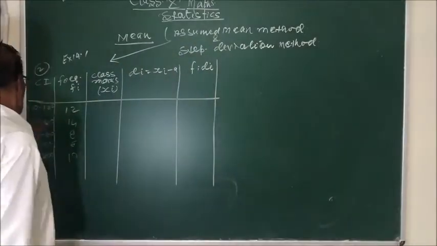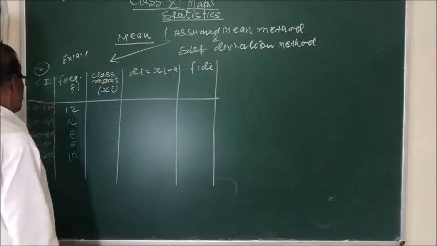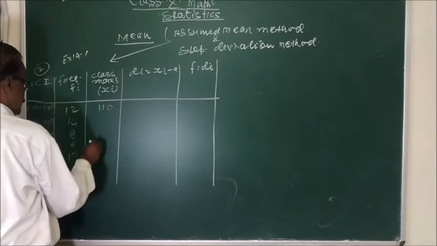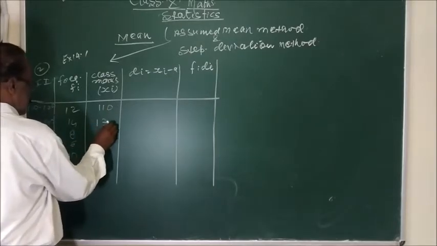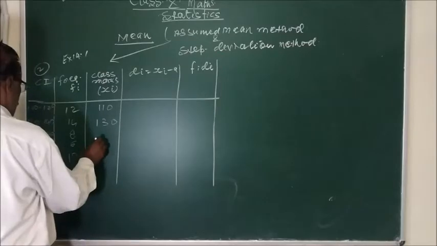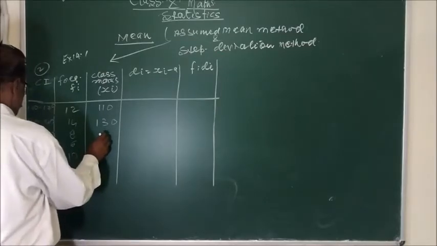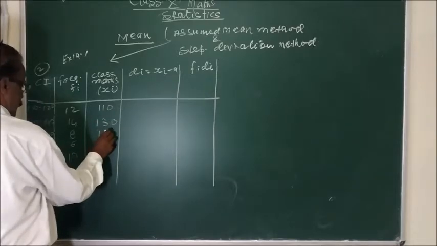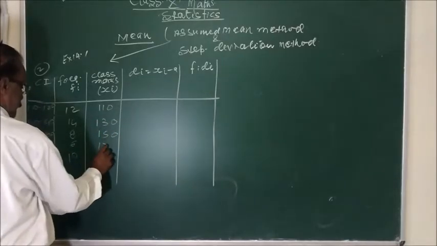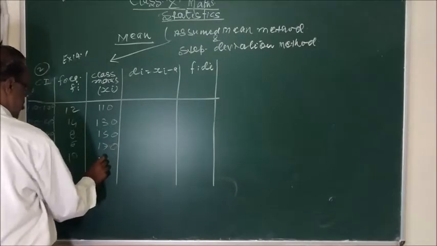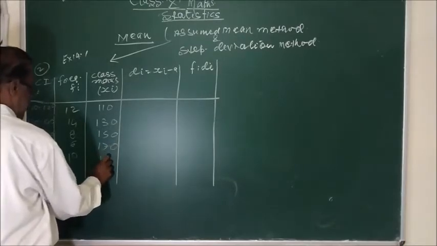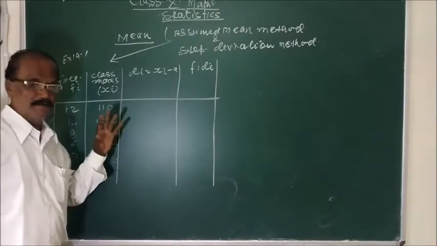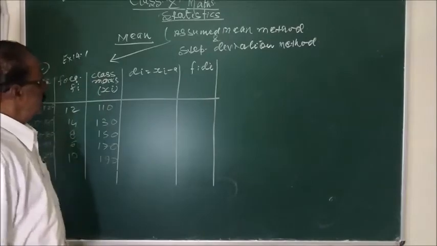Now you see, 100 plus 120, 220 divided by 2, this will be 110. And similarly, this will be 130, this will be 150, this will be 170, and this will be 190. This is the class mark. In the direct method you also found this class mark.